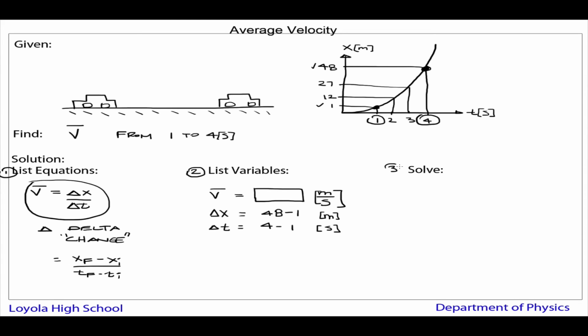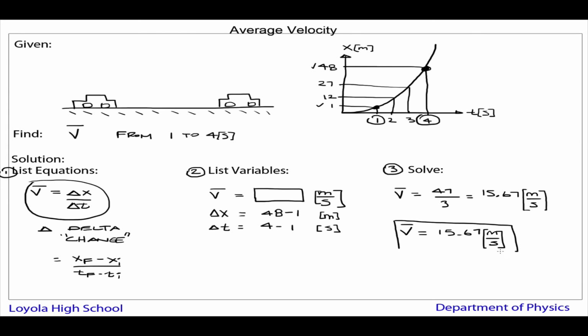Step 3 is to solve. The solve part is to actually plug the numbers in. My average velocity is equal to 48 minus 1, which is 47, divided by 3. If you get your calculator out, 47 divided by 3 is 15.66 repeating, so we'll say 15.67 meters per second. Two decimal places is usually fine for this class. Bracket your units, okay? Then for your final answer, you can say V bar is equal to 15.67 meters per second, and box the final answer like this. So this is the average velocity.